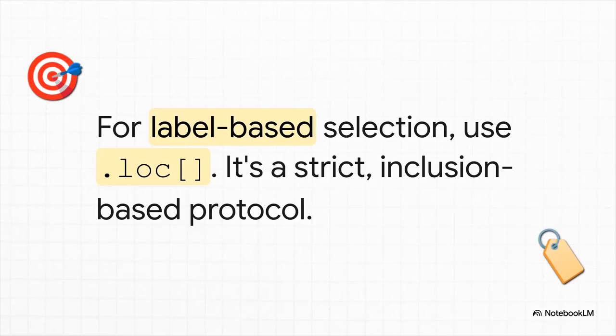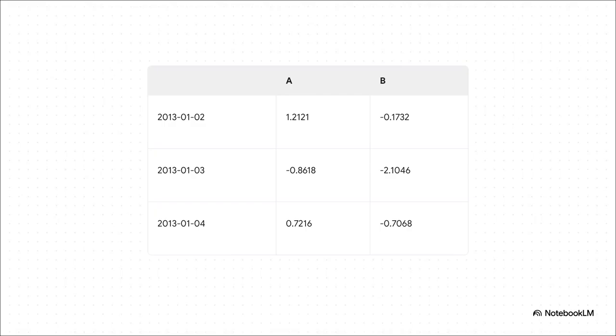So when you want to select by a label, you use .loc, L-O-C. Just think loc for location. It's all about using the actual names of your rows and columns, which makes your code super clear and easy to read. Let's see it in action. Right here, we're telling Pandas, hey, give me all the rows from the label 2013-01-02, all the way through 2013-01-04, and I only want columns A and B. Now, here's the key thing to remember about .loc. When you slice like this, the endpoint is included. See that? The row for the fourth is right there in our result.